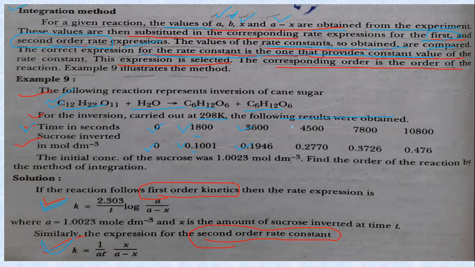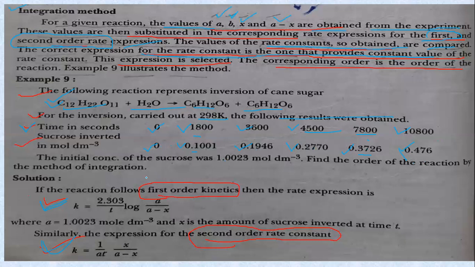We are going to find out 6-7 readings, and after that we are going to check whether the reaction is first order or second order. After 4500 seconds we are going to take the reading using a polarimeter. After 7800 seconds we are again taking the inversion reading using the polarimeter, and after 10,800 seconds we are going to measure the polarization, that is the inversion. How many readings do we have now? 1, 2, 3, 4, 5 and 6 readings are with us.